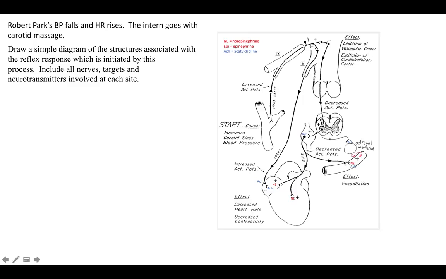And then notice that your sympathetic outflow is also decreased to the blood vessels. And so this will cause vasodilation. And notice the relevant neurotransmitters at the blood vessels: you have norepinephrine, of course, but don't forget you have ACh released from some fibers in some of the blood vessels in tissues like skeletal muscle.